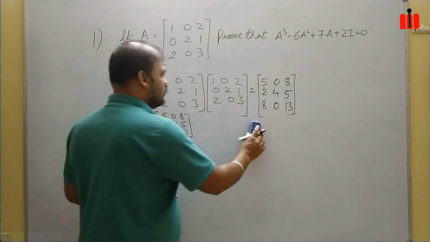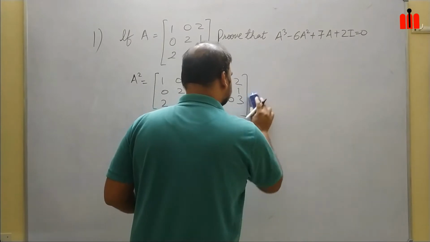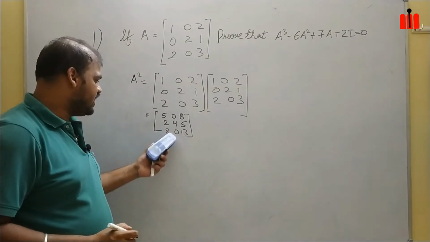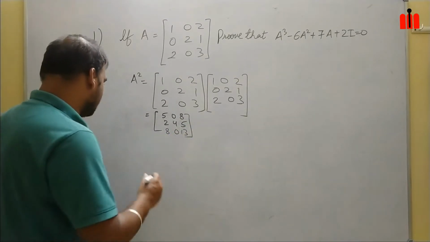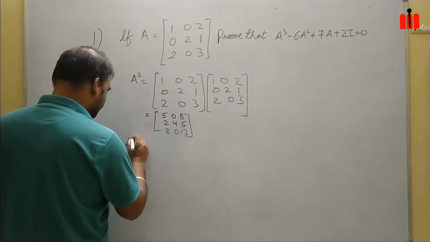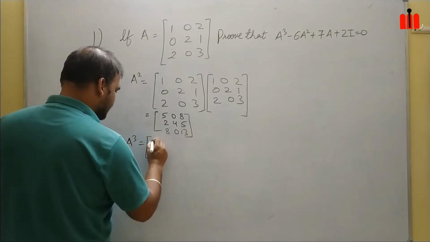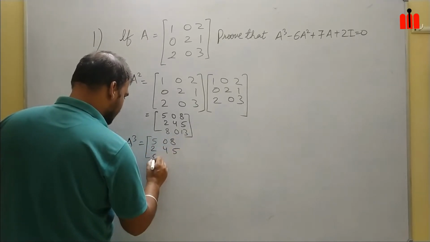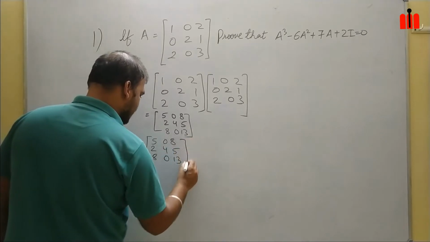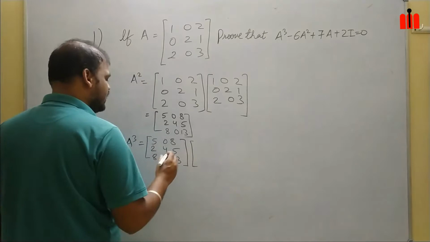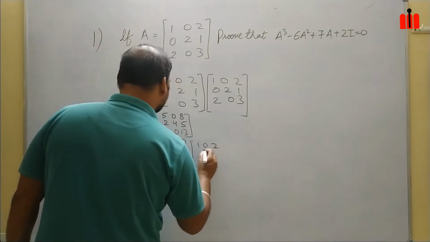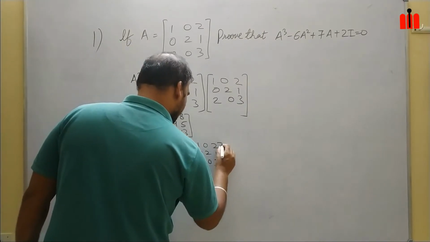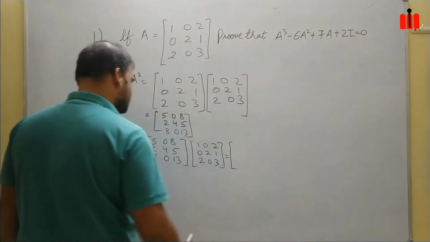Okay. I will rub this out. Now, what will be my A cube? My A cube will be A square into A, right? So whatever I got in the A square, I have to again multiply it with A. So [5 0 8; 2 4 5; 8 0 13]. I have to multiply it with A, which is [1 0 2; 0 2 1; 2 0 3]. Now what will be my answer?